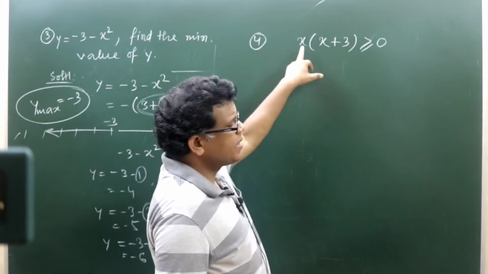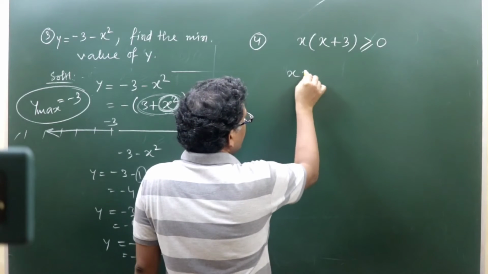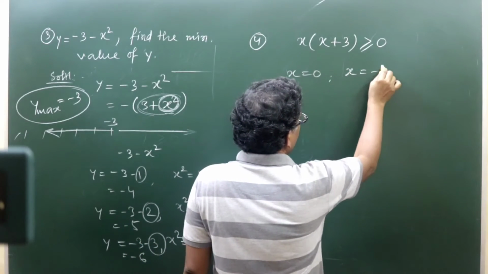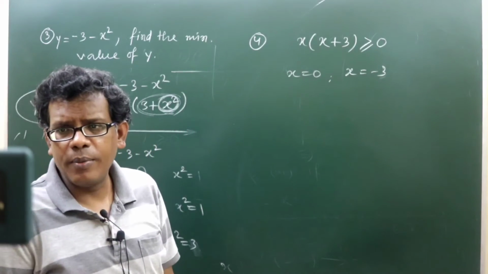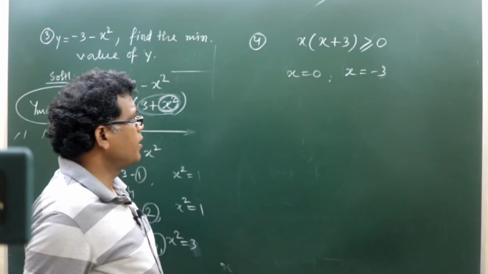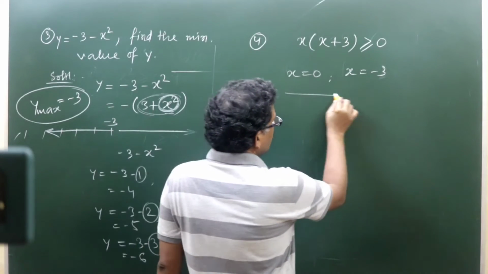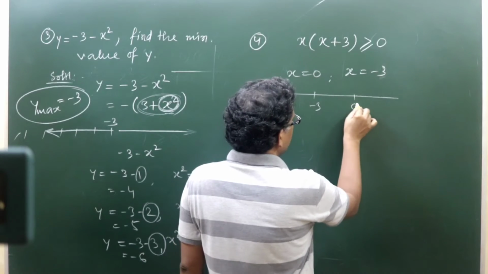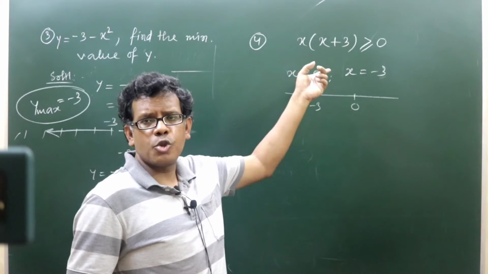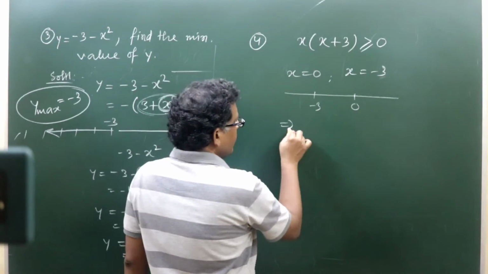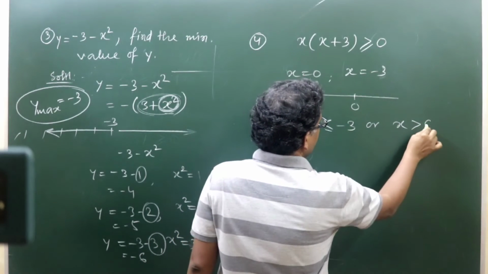First of all, the product of these two factors is 0, which means one factor will be 0 and the other factor will be x equal to minus 3, right? Only x is given, so that factor is 0, and the other factor is minus 3, because x plus 3 equal to 0 gives minus 3. So your two root values are minus 3 and 0. Which one is smaller? Minus 3. As we are talking about the product being greater than or equal to 0, that implies x should be less than or equal to minus 3 or x should be greater than or equal to 0, right?